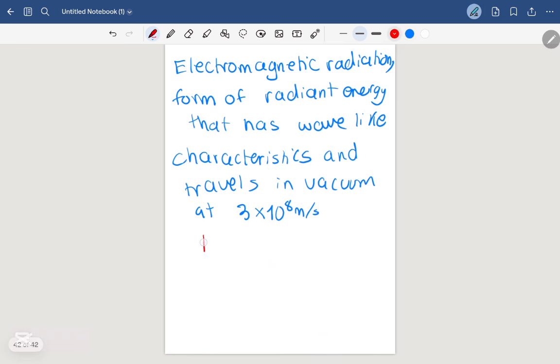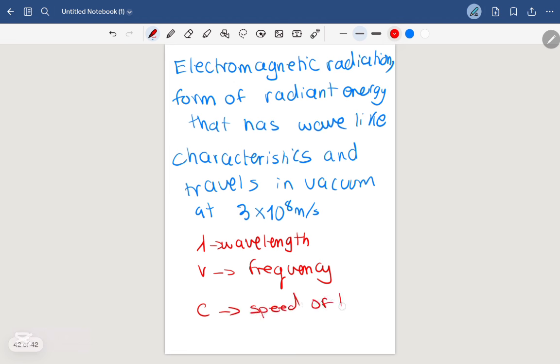Lambda, which is the wavelength. Of course, we learned this in physics. If you guys don't know this, this is a very big issue. So wavelength, which is what? Which is the distance between 2 peaks or 2 troughs. Then we have V, they used a different notation. V, which is the frequency. Frequency is what? Frequency is the number of waves that pass per second. And then finally C, which is what? Which is the speed of light in vacuum, which is 3 times 10 to the power of 8.